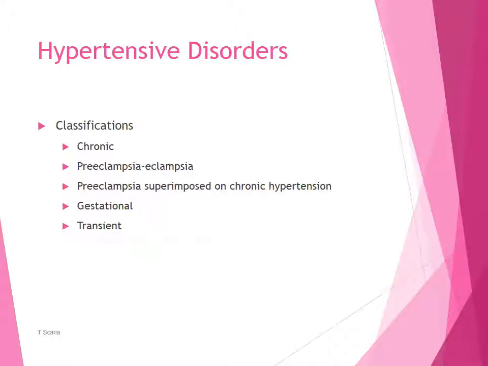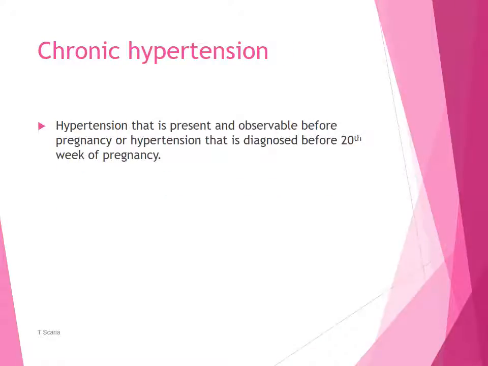A little bit about classification of hypertensive disorders: chronic hypertension, preeclampsia and eclampsia, preeclampsia superimposed on chronic hypertension, gestational hypertension, and transient hypertension. What is chronic hypertension? You probably want to know that. Hypertension that is present and observable before pregnancy, or hypertension that is diagnosed before the 20th week of pregnancy, is called chronic hypertension.